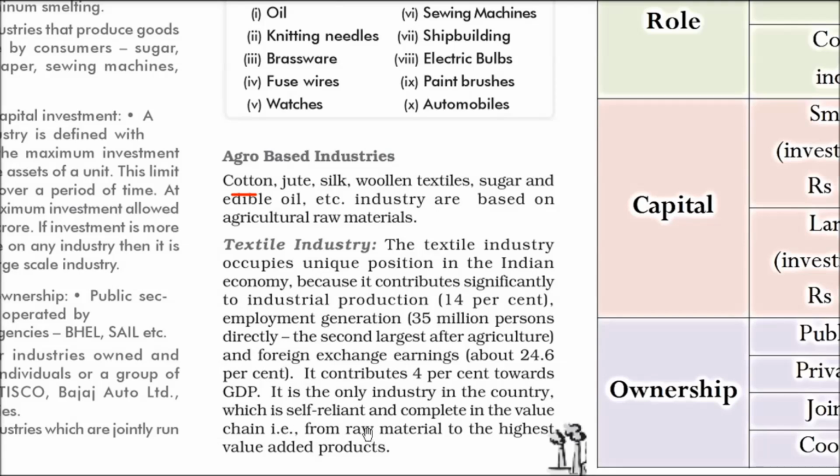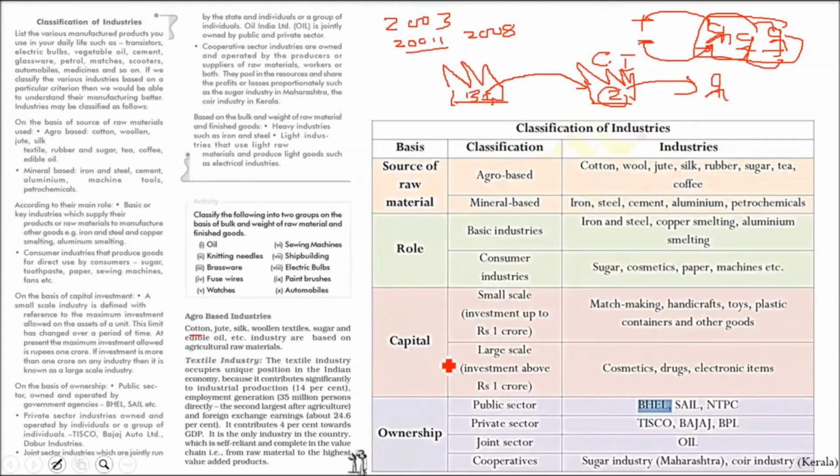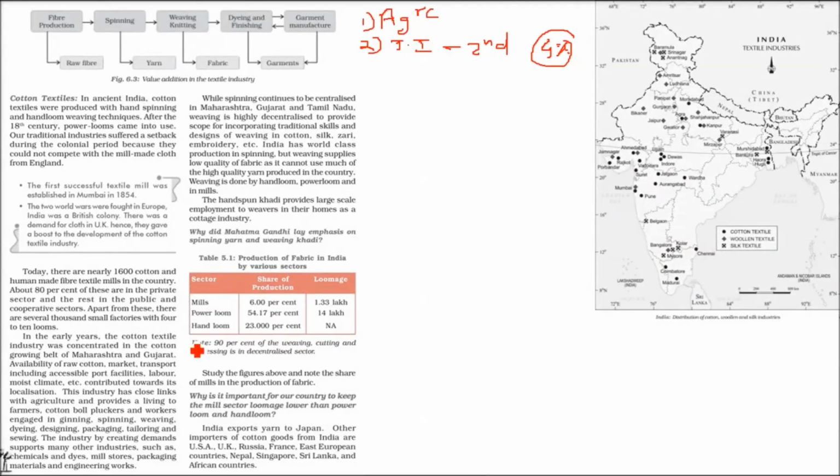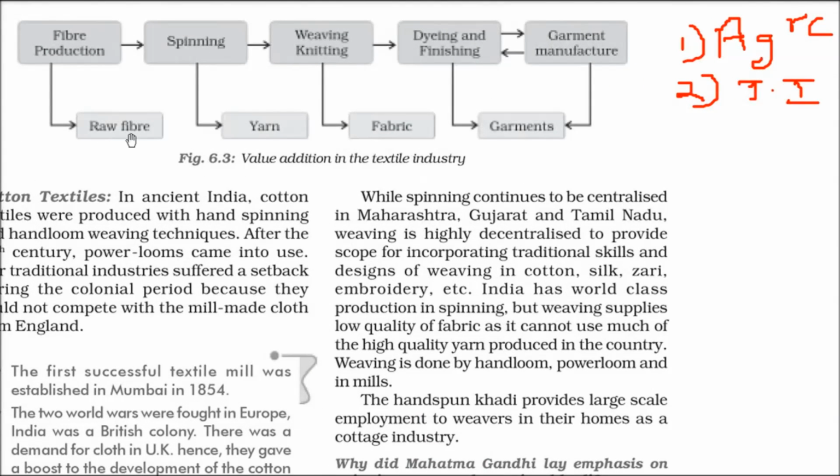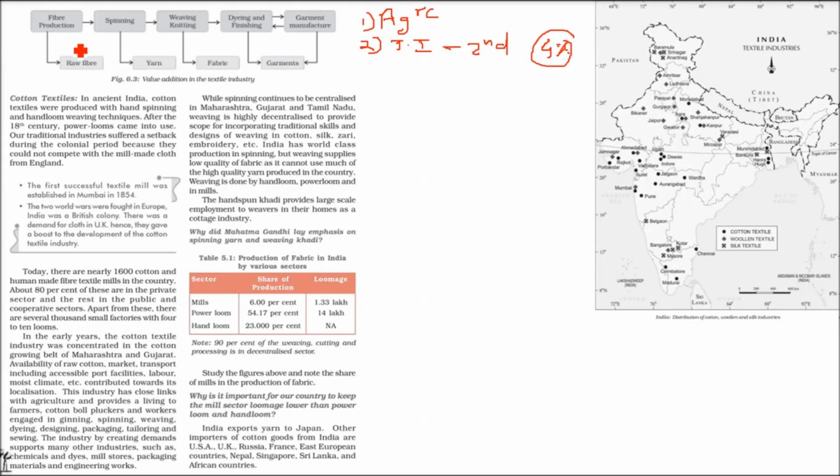And as I said, it is self-reliant. That means it has a complete chain by itself, that is, from raw materials to the highest value-added products, and it doesn't have to depend on any other. So I'll just show you the flow here. The fiber production is done, then the raw fiber is spun into yarn, then we have weaving and knitting, then we make the fabric. Then dyeing and finishing of the fabric. Let me tell you again: fiber production, raw fiber, it is spun, yarn will be woven and knitted, it is fabric, it is dyed and finished. Then we get the garments. This is the final thing.